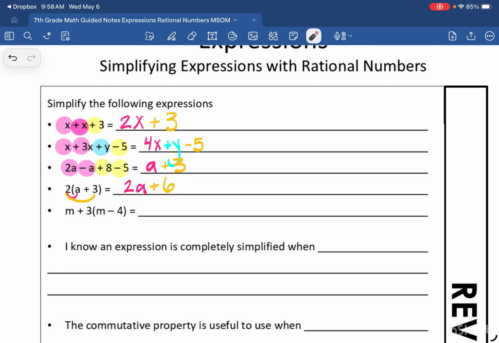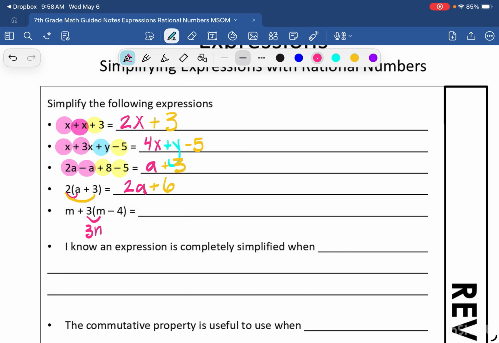Looking at this next expression right here, first thing I'm going to do is get rid of my parentheses with the order of operations. So I have 3m, 3 times m, which is 3m, and then I have 3 times a -4. Notice that minus right there. So that's going to be -12. So I have m plus 3m minus 12.